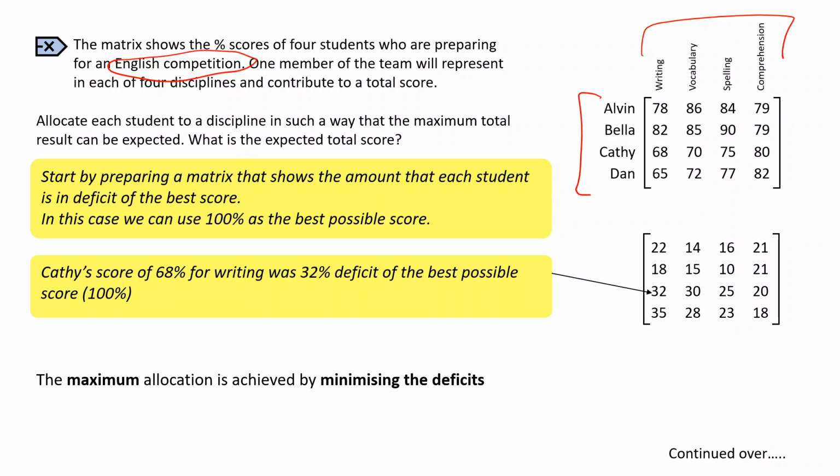So what we have to do is subtract each of these numbers from the highest possible score, and because these are percentages, the highest possible percentage is 100. So what they do first is subtract all of these numbers in this matrix from 100, and then you get this matrix here, okay? And then if you use the Hungarian method on this matrix, it will mean that we've minimized the deficit from our maximum, and by minimizing the deficit, we get our best allocation, like our maximum allocation.